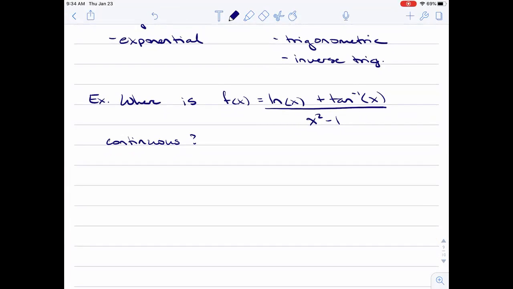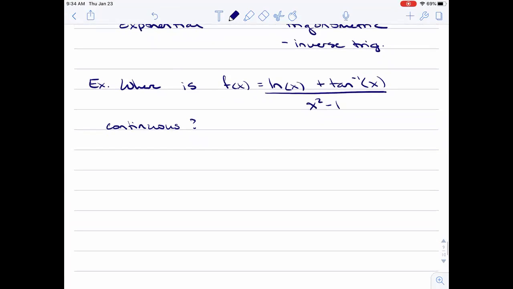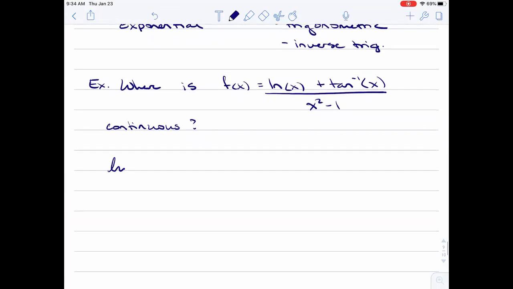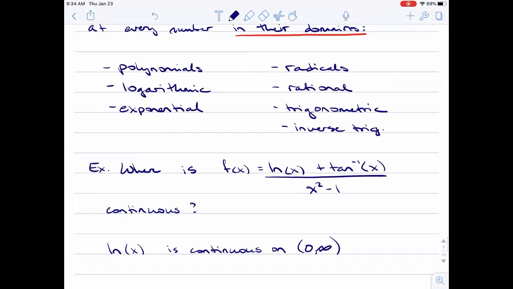So like I said, we're going to break this up into different components, and then try to construct the domain that way. And so if we look at the natural log of x, it is continuous on 0 to infinity. Because, well, one, it's a log function, so I know it's on the list. So now I just need to figure out, it's continuous between 0 and infinity because that's the domain of the natural log of x, or any log.